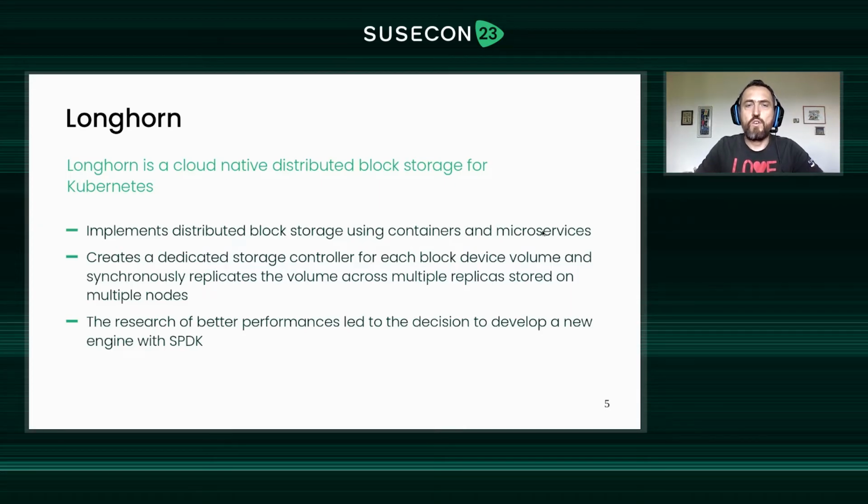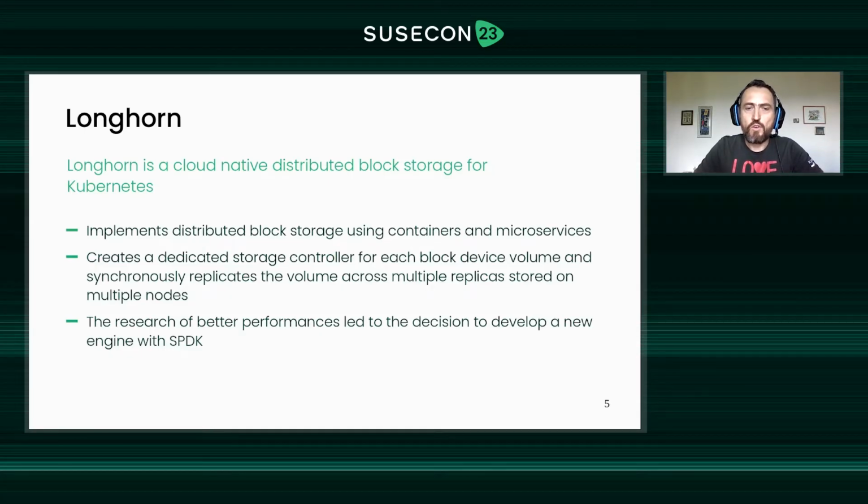Longhorn. What is Longhorn? Longhorn is a cloud native distributed block storage for Kubernetes. It uses containers and microservices and creates a dedicated storage controller for every volume that the application asks of the software. And what Longhorn does is synchronously replicate the data written over the volume across multiple replicas that can be stored on different nodes.